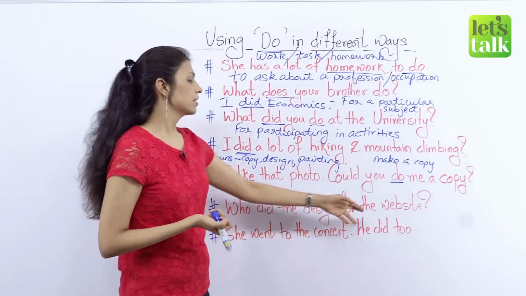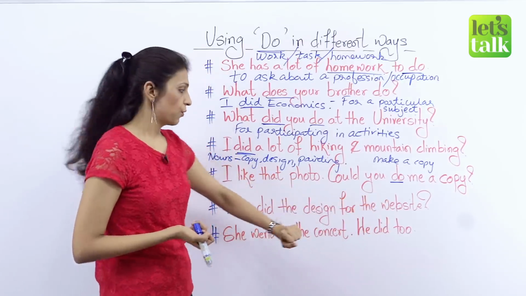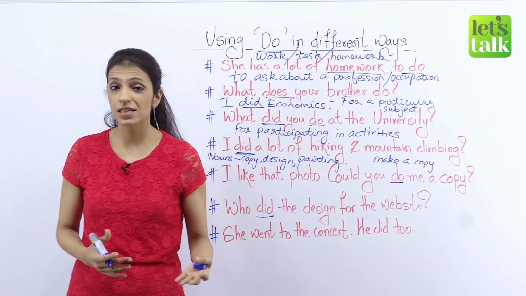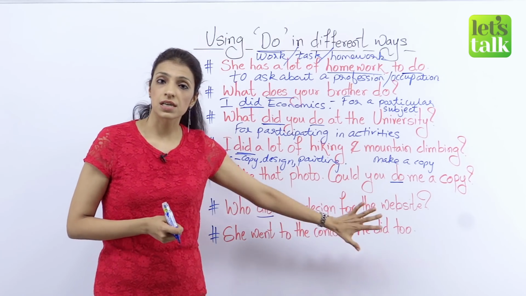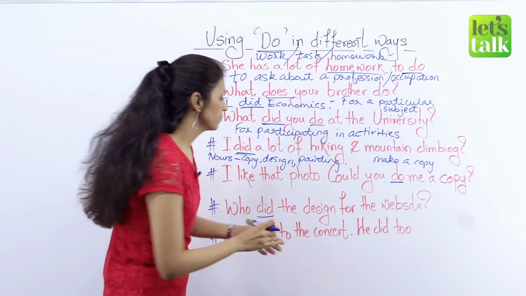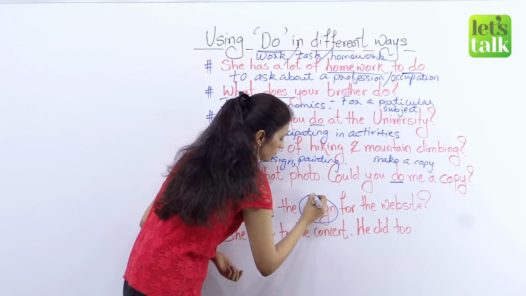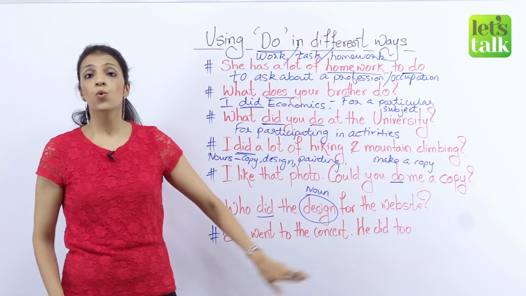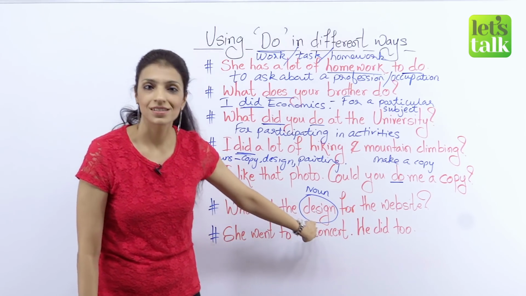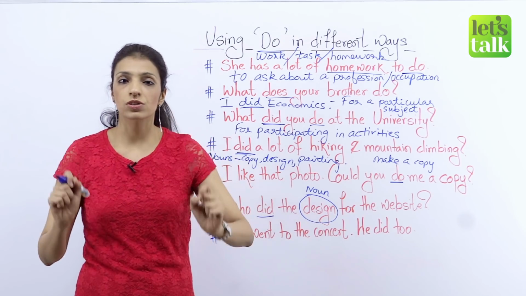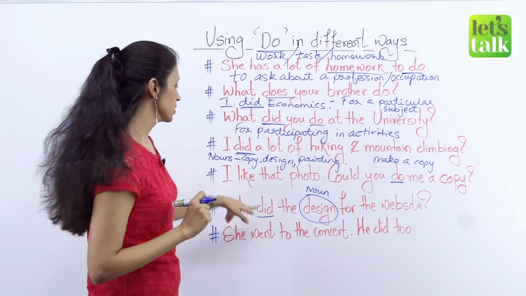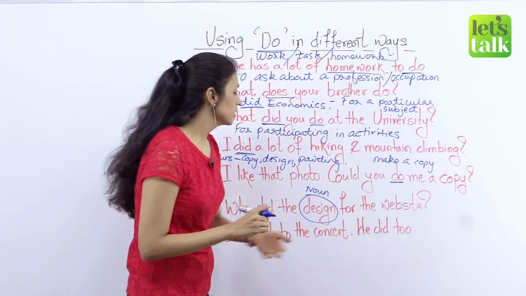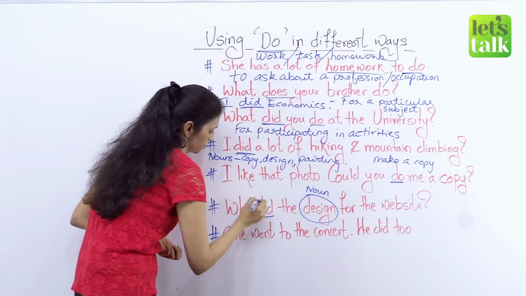Who did the design for the website? Now I could also say who designed the website or who made the design, but I said who did the design. Okay, again I have design here. This is a noun, okay, and when I want to know who attempted this or who created this, the best, shortest and the easiest verb to use is did. Of course, I am using it in the past tense, so who did the design for the website?